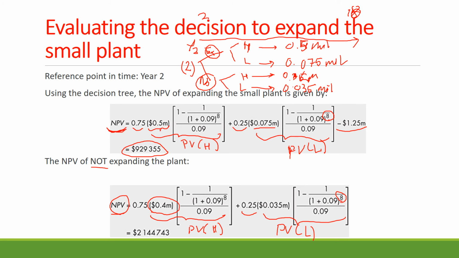We then weigh them up using the probabilities of each of the scenarios. So with the non-expansion decision, our initial cash outlay is 0. We don't spend any money to expand the small plant, right? So the NPV here is about $2.1 million. So comparing the NPV of the expansion and the non-expansion case, we can see clearly that it's better not to expand the plant, right? Because the NPV here is much higher.